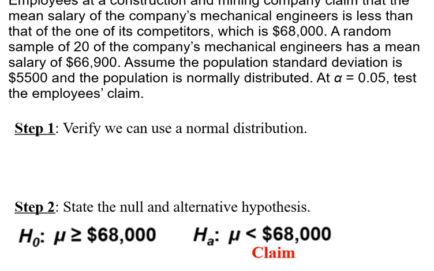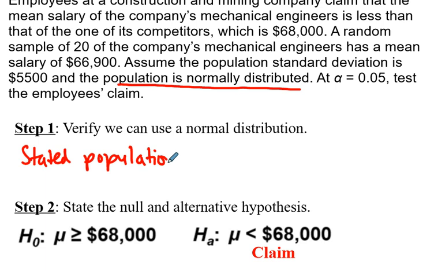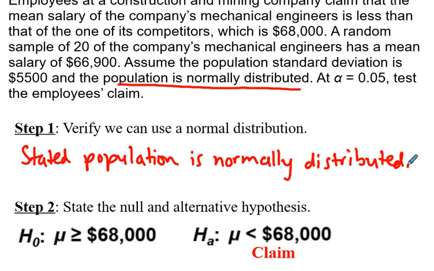Well, first off, verify we can use a normal. Well, it was said to be normally distributed. We didn't have a large enough sample. That's why it's important that the distribution is normally distributed. So the reason we can use a normal distribution is because it was stated the population is normally distributed. We're valid in using a z-score because we assume the population standard deviation is known.